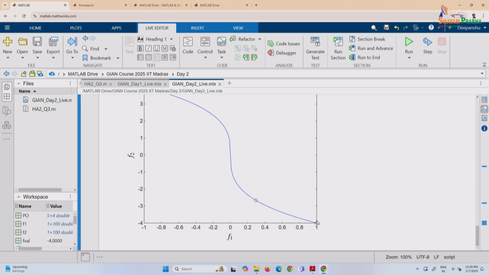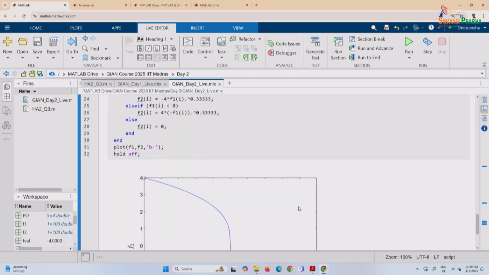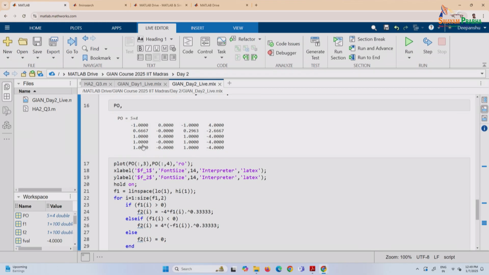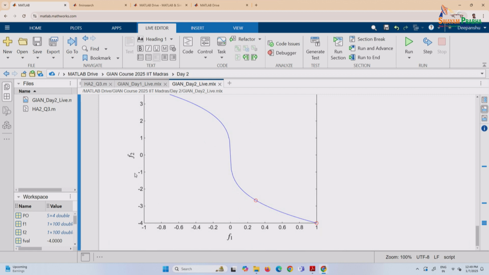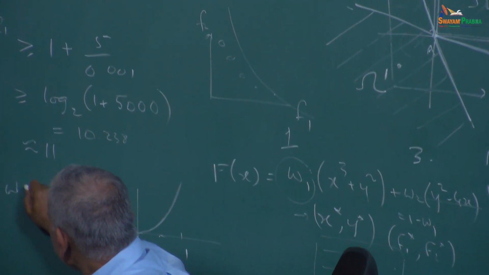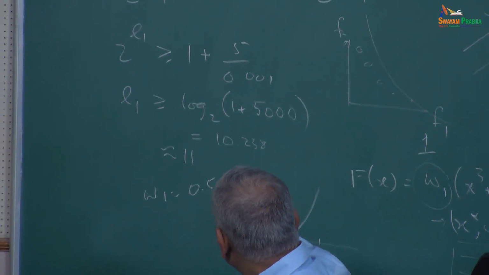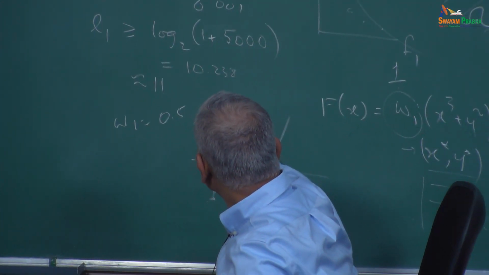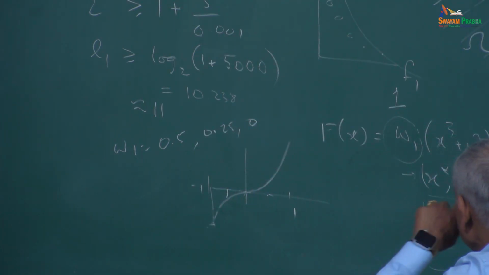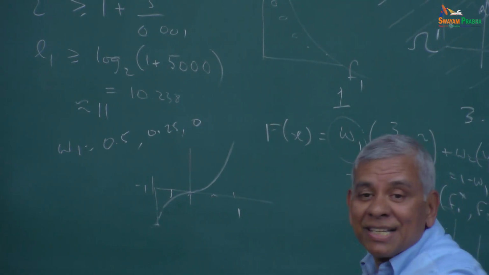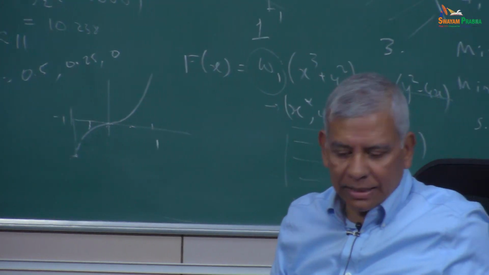So why have all 3 runs come here? Like these 3. It goes to 1, so the F1, F2 is 1 and minus 4. So F1 is 1 and F2 is minus 4, which is there. All 3 points for W1 equal to 0.5, 0.25 and 0. I think those are the last 3, right? They are all coming out to be the same point. Why is that?